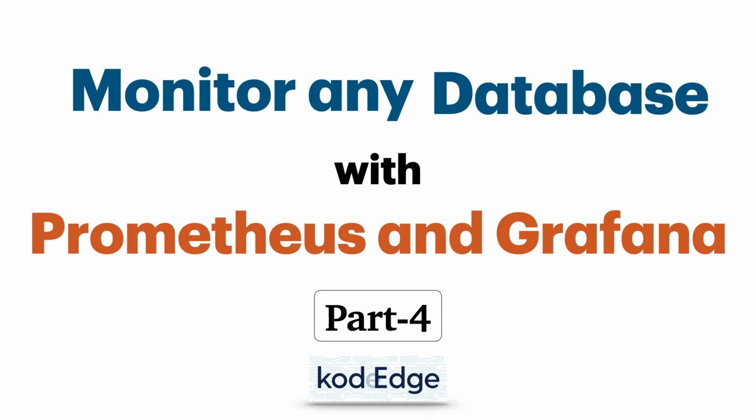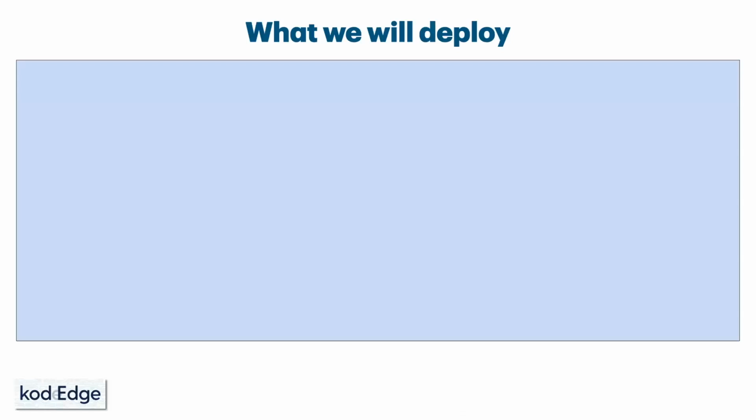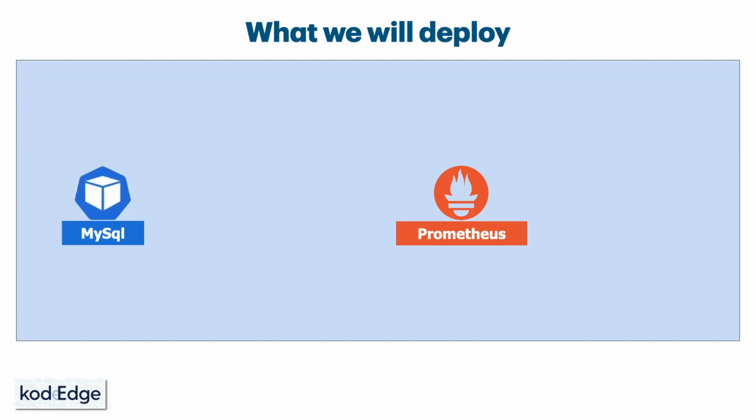In this session, we will see how to monitor a database using Prometheus and Grafana. In this tutorial, I am going to use a MySQL database. So first, we will deploy Prometheus and Grafana in the Kubernetes cluster using the Helm chart. Then we will deploy MySQL in the cluster. After that, we will deploy MySQL-Exporter.